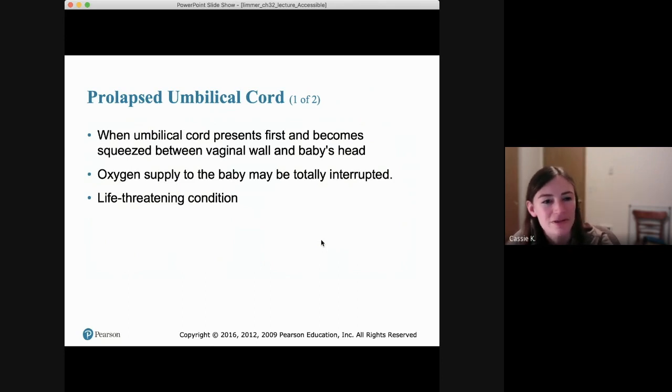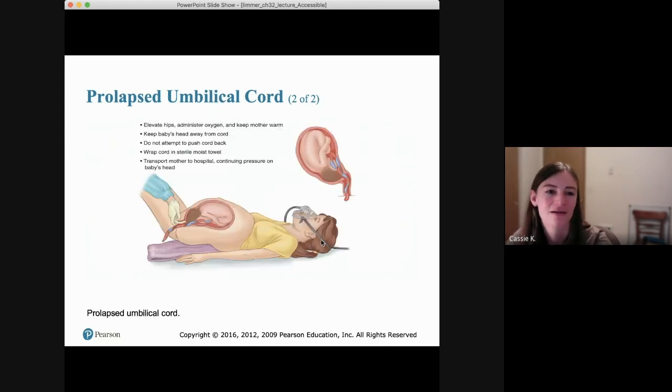Prolapsed umbilical cord is when the cord presents first, and then the cord will get squeezed between the vaginal wall and the baby's head. That will interrupt blood flow to the infant and can be potentially life-threatening. In this case, our goal is to take pressure off of the cord. You might have the mother keep her hips elevated, administer oxygen, keep her warm, and then have someone put their hands in and try to lift the baby's head off of the cord. We're not going to push the cord back in. We're going to keep it moist, keep pressure off of the cord, and transport rapidly.